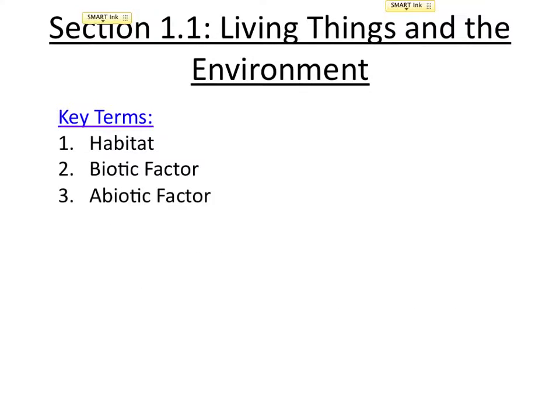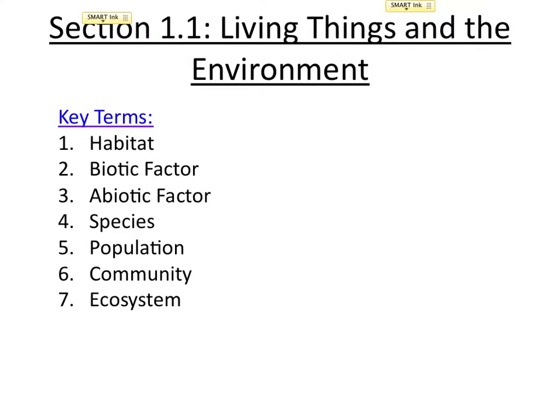Your key terms, there's many of them, and you're going to fill them in as you go. Habitat, biotic factor, abiotic factor, species, population, community, ecosystem, ecology. And we already saw ecology on the front slide, so you may have to go back and fill that in if you missed it.